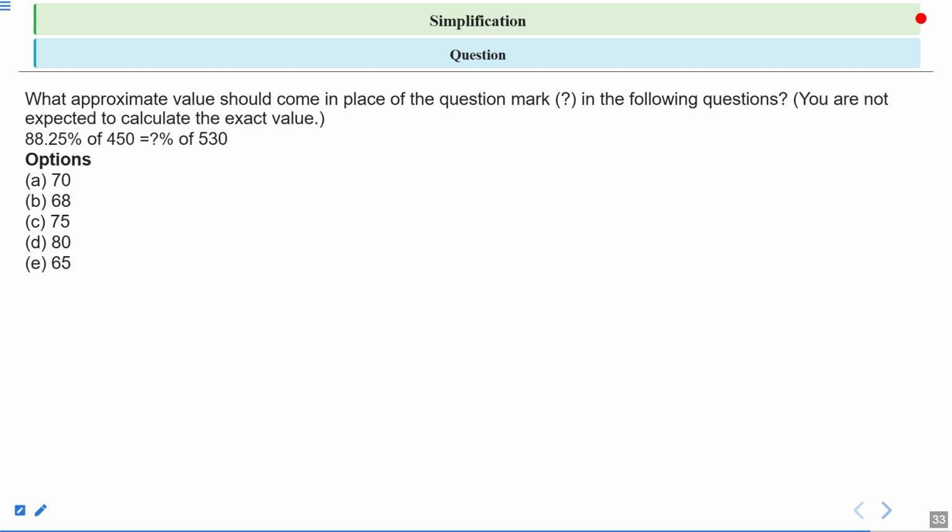What approximate value should come in place of question mark in the following question? You are not expected to calculate the exact value. And the question is 88.25% of 450 equals question mark percent of 530. Now there are 5 options. A is 70, B is 68, C is 75, D is 80 and E is 65. Now you have 10 seconds to solve this question. Your time starts now.